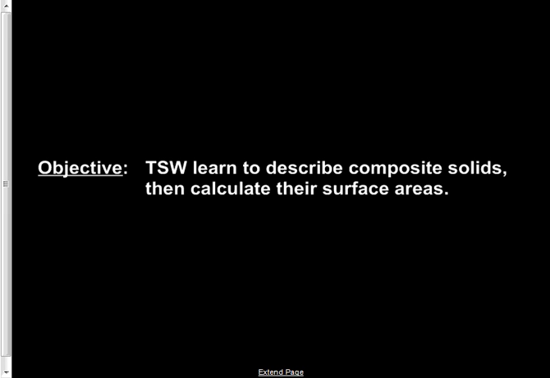Now, for those of you that are paying attention, you may be wondering how come a part of our objective for today is to describe the composite solids when we already did the description of the composite solids when we were talking about volumes. But as you're going to see today, describing the shape as far as surface area is concerned can actually be a little bit different than describing the composite solid as far as volume was concerned.